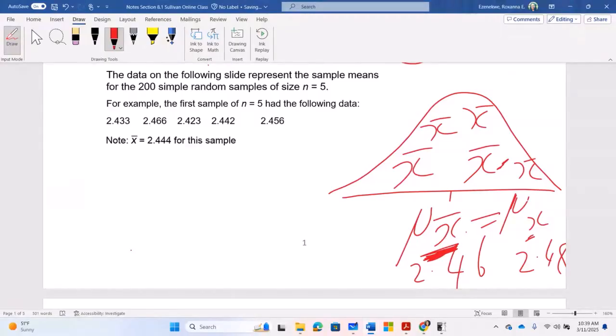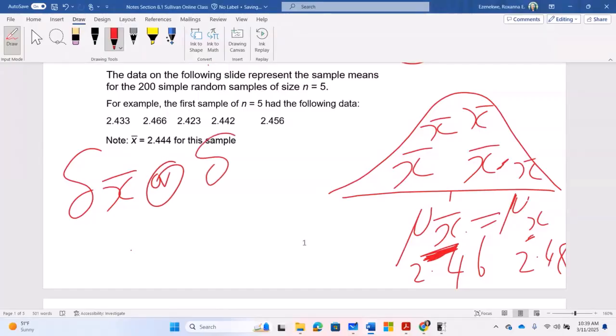The means are equal. The standard deviation of the central limit theorem, which is standard deviation x bar, you can rewrite this way. It's called standard error. So it's the same as the standard deviation of the original data divided by the square root of the sample size. The standard deviation of the mean of means, or the central limit theorem, is called the standard error.